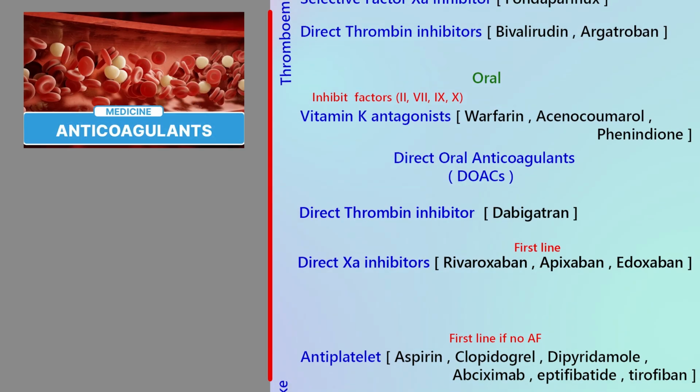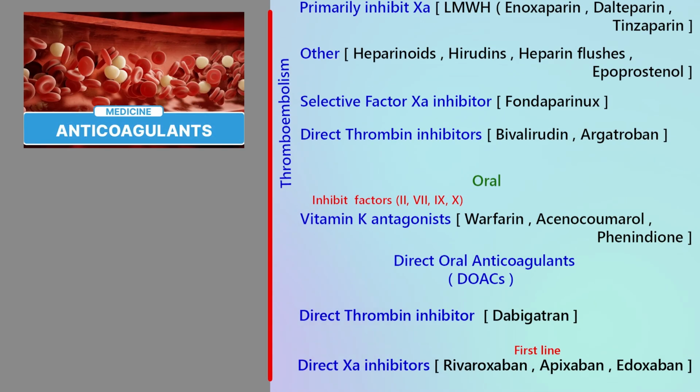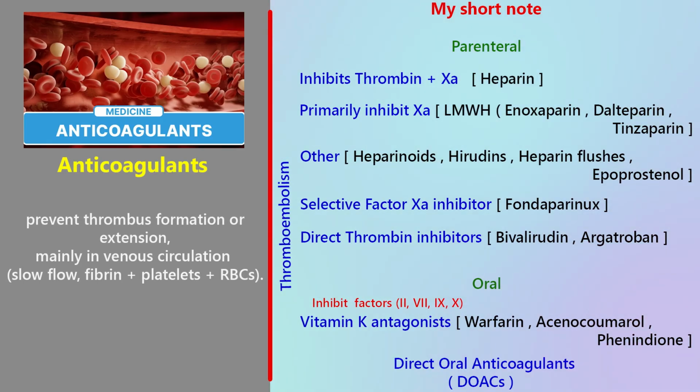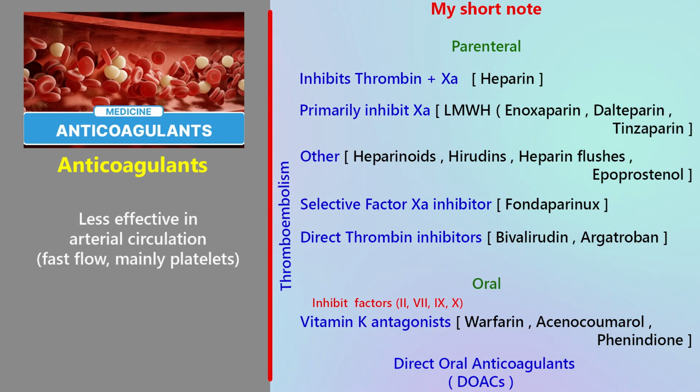All right, let's dive into these drug groups. Stay focused. This is super important for your exam. Let's start with anticoagulants. The main idea is simple. These drugs prevent thrombus formation or extension. They work best in venous circulation, where blood flows slowly and clots are rich in fibrin, platelets, and red blood cells. They are less effective in arterial circulation because fast-flowing arteries mainly form platelet-rich clots.